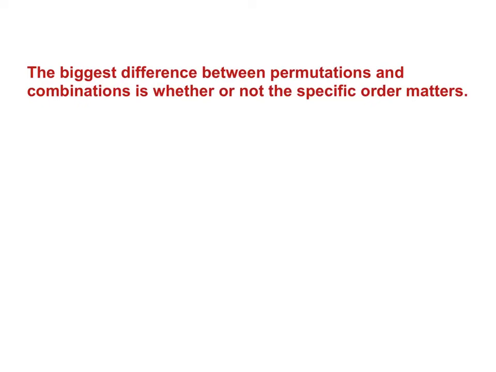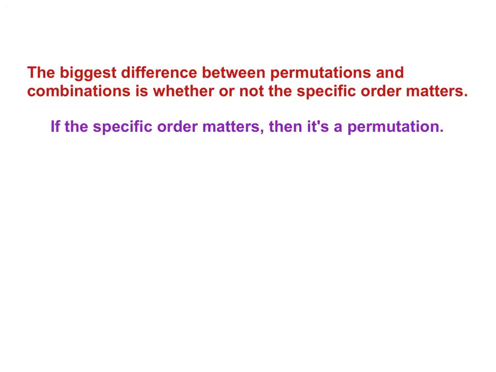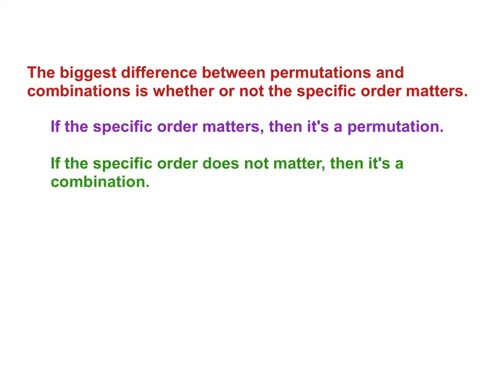Not done yet. Here's the thing. I want you to write this down. We've talked about it, but I want you to write this down in your notes. The biggest difference between permutations and combinations is whether or not the specific order matters. Again, we talked about this, but I want you to get it down. If the specific order matters, then it's a permutation. If the specific order does not matter, then it's a combination. I want that explicitly in your notes so that when you go to do the problems tonight, you can remember which one to use. Okay? And now I'm done.